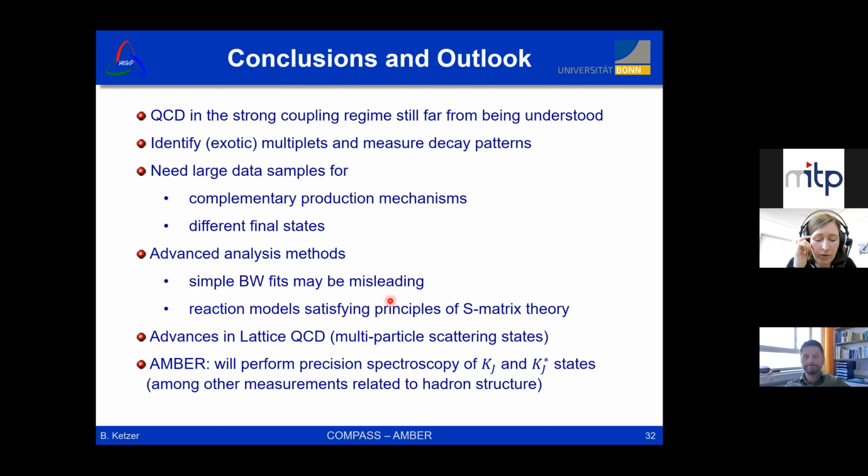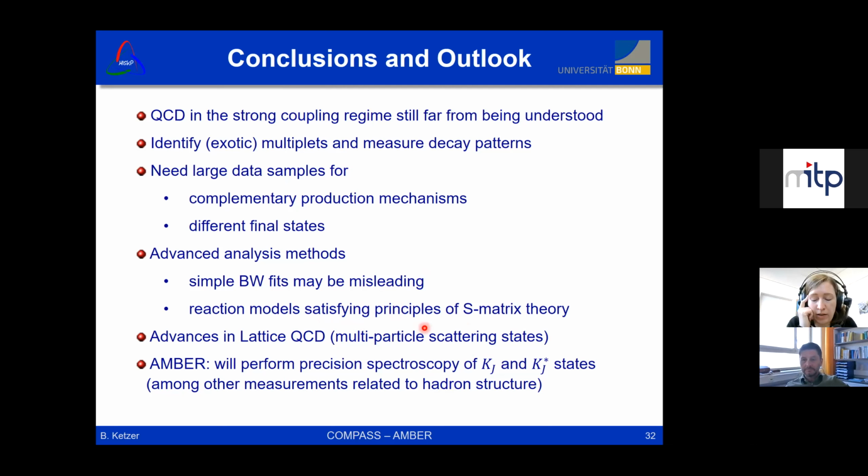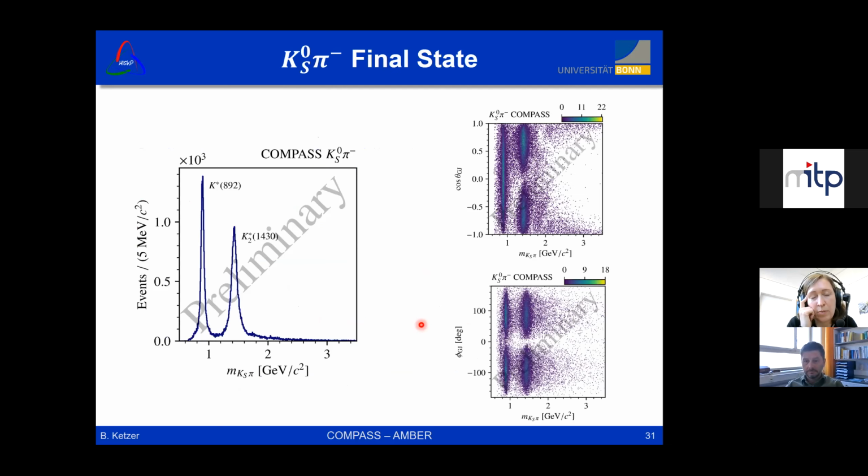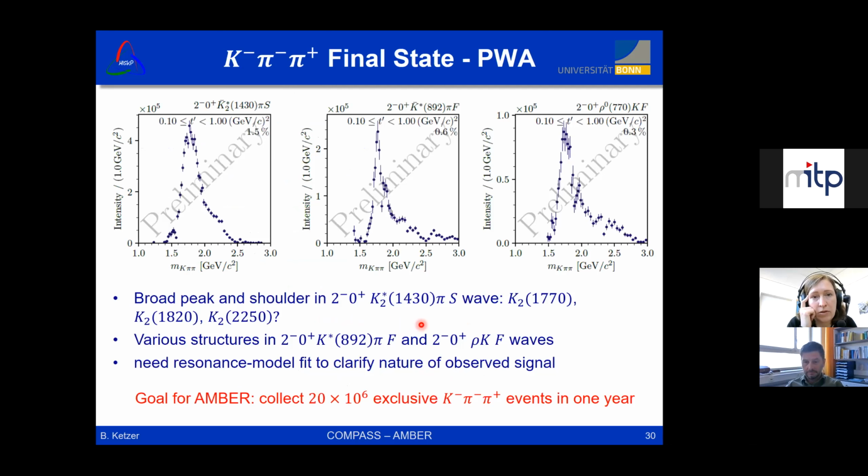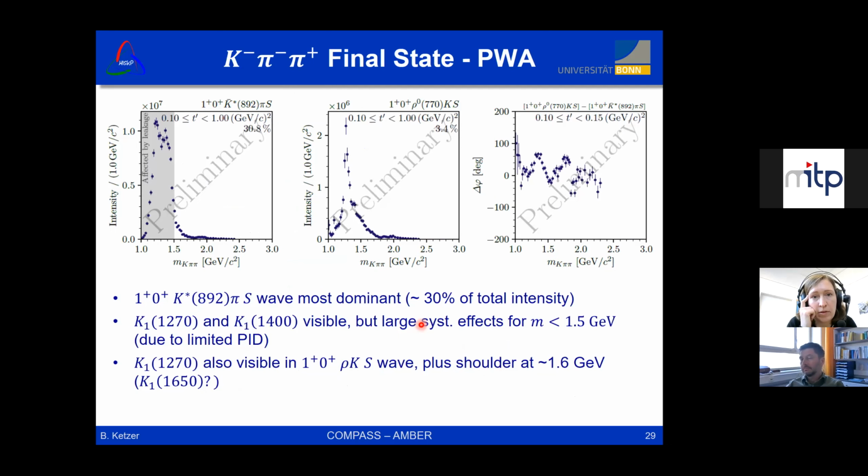I have a question concerning slide 29. You mentioned that you are currently still lacking the K-minus PID and it's not perfect. So is there anything planned to upgrade this for the AMBER experiment?